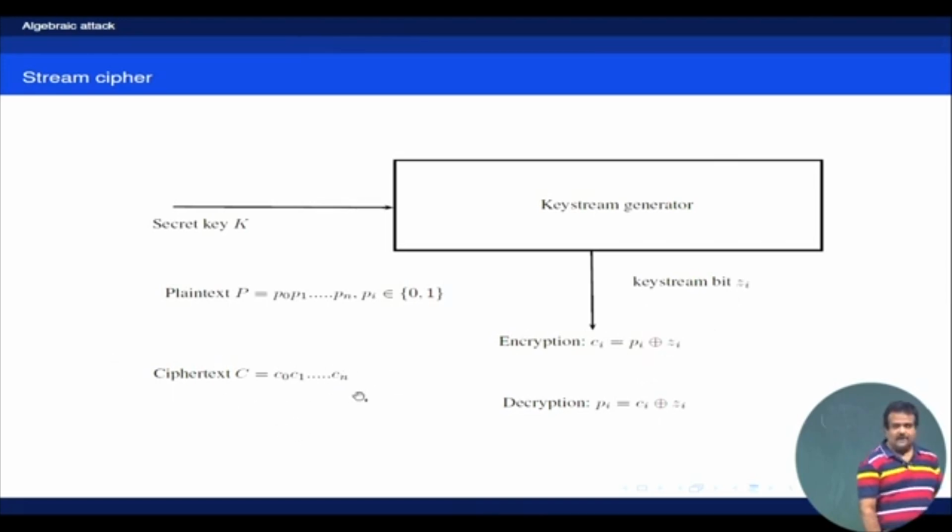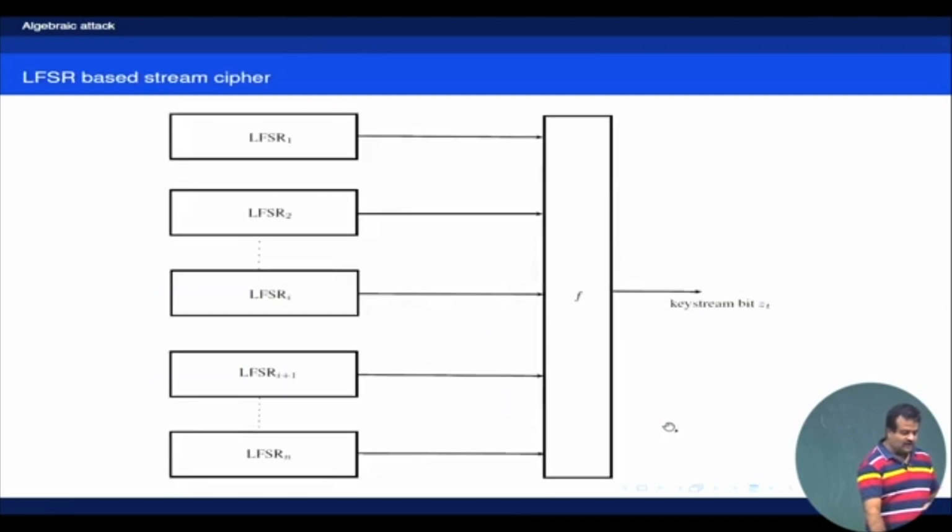And upon receiving this ciphertext bit, Bob has the same structure, the same stream cipher, and Bob is generating the key stream bit again by taking the initial value of the state as the secret key, and Bob is decrypting and getting the plaintext back. Okay. So this is what we have seen. If it is an LFSR based stream cipher, we have n LFSRs which are taking the input to the nonlinear function f, and we are generating the key stream.